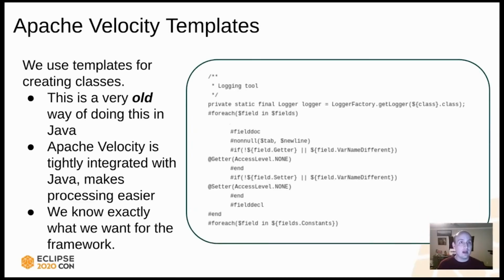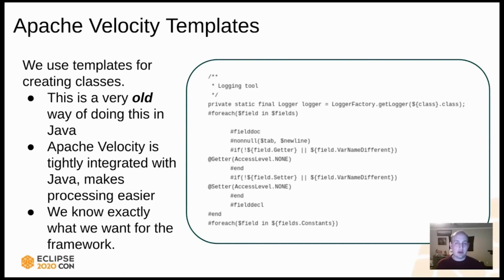And so going from there, how do we actually generate the code, the client code that makes this work? So we use Apache Velocity templates. And this is a very old way of doing this in Java. There are a lot of videos out there where you can check this out, and a lot of guides on the internet. I'd be happy to point you to some.